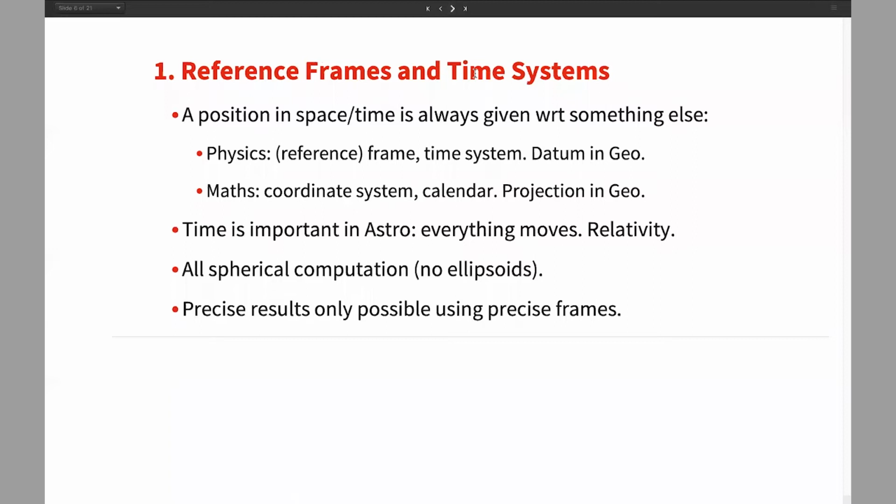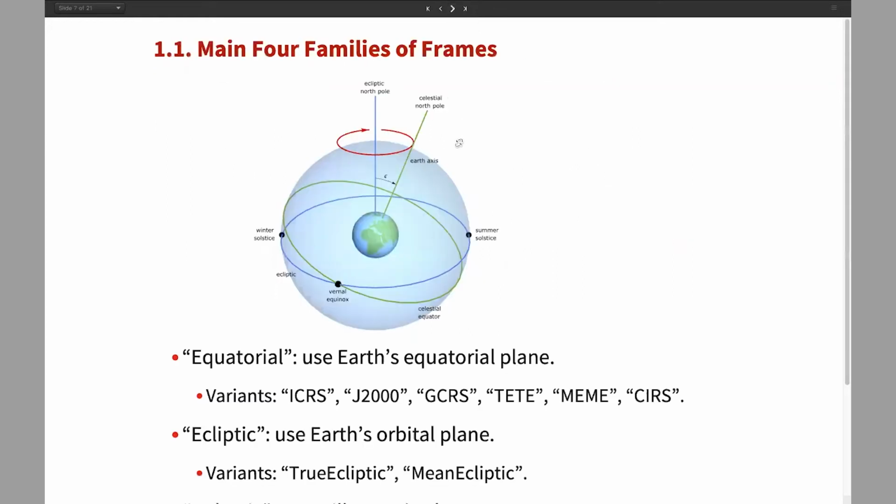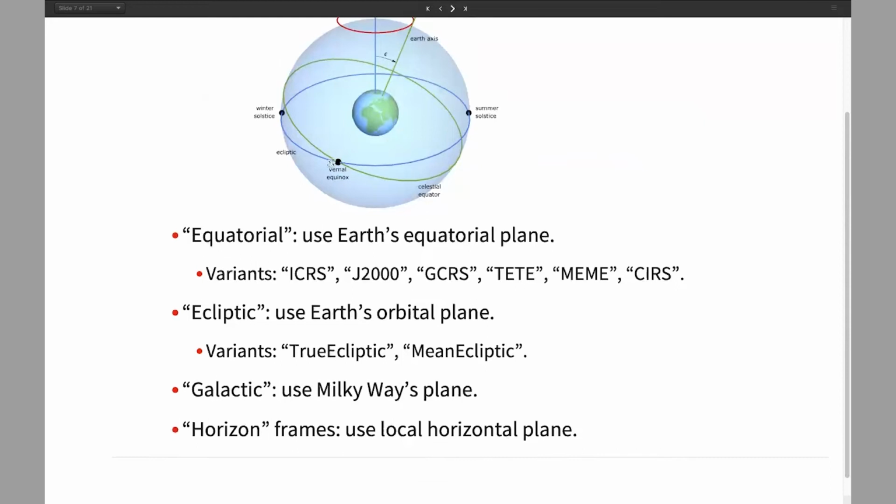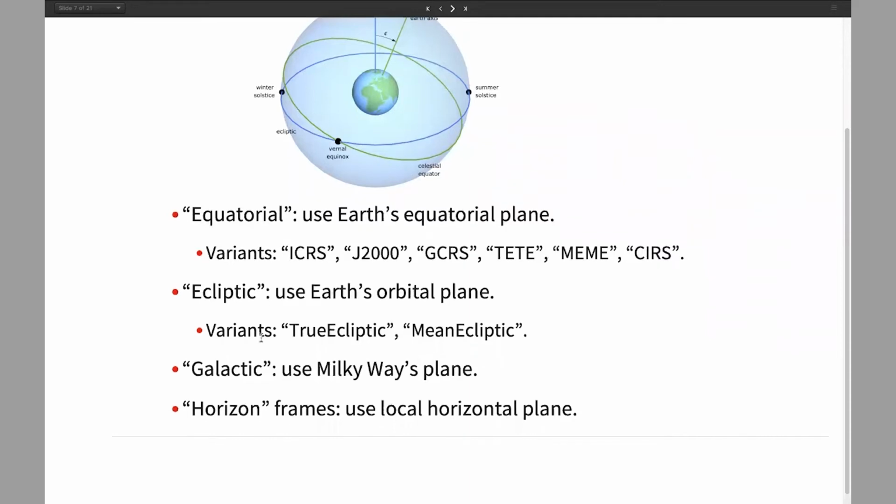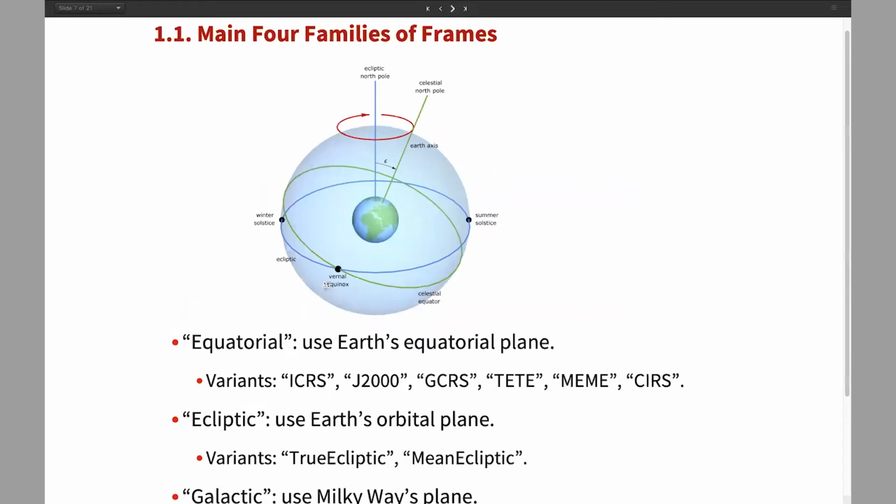Okay, as we said in the previous talk, in order to have precise computation, we need to have precise time systems and reference frames. There are 4 main families based on which plane we are basing them. And then once we have chosen a plane, the equator of the Earth, the ecliptic, the galactic plane, or the local horizon, we have to choose an x-axis that defines the whole frame.